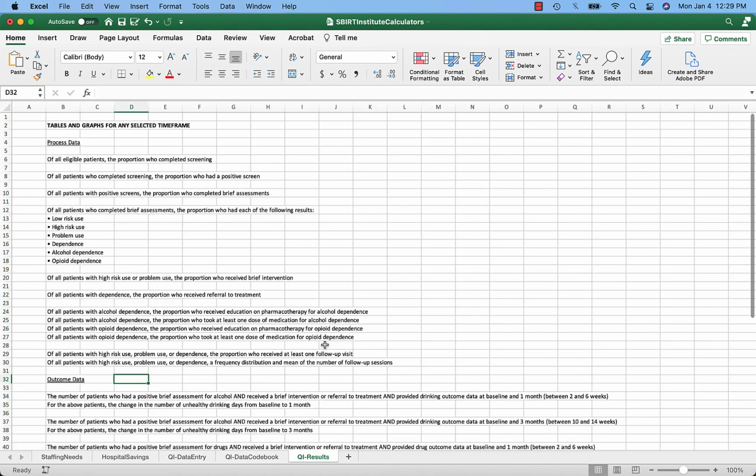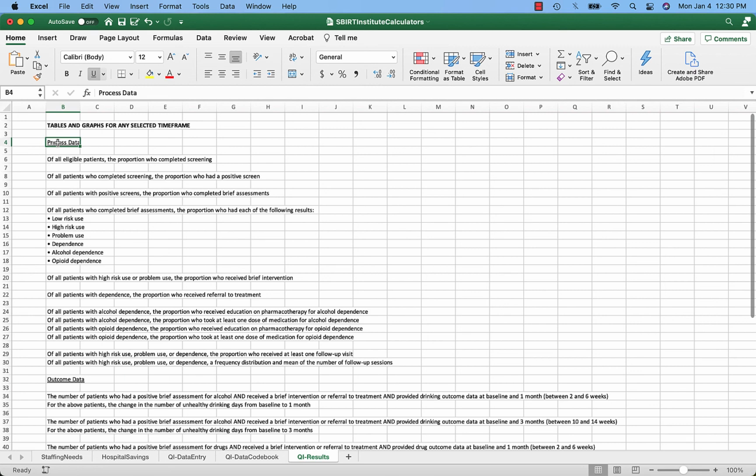Okay, now let's go on to the QI results page. On this page, you'll see the reward, the payoff, for entering all that data into the QI data entry worksheet. In the current spreadsheet, this page is not yet operational. The future version of the spreadsheet is under construction, so for now this page merely lists the results that you'll be able to see here when we release the next version. On this page, you'll be able to conduct analyses of your data and generate process metrics, outcome metrics, and other valuable data on your SBIRT program.